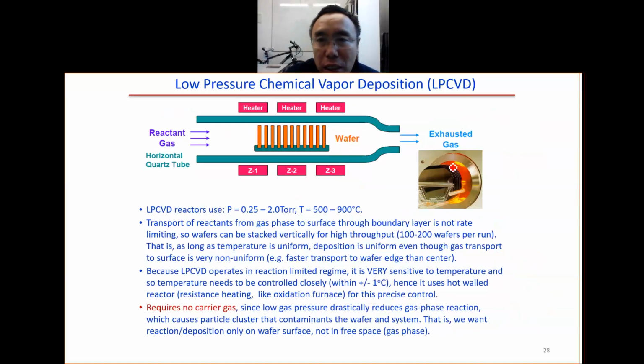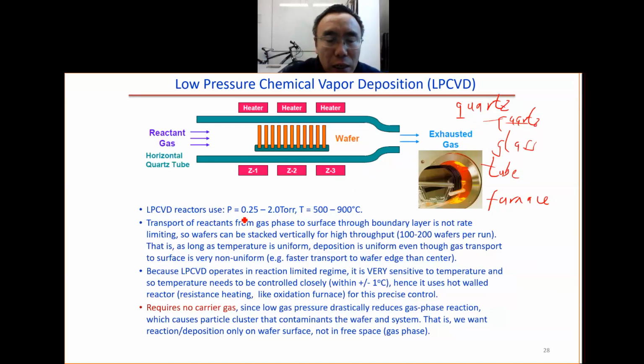Usually this is a tube, a glass tube, and inside here it is quartz glass. Normally the pressure is 0.25 to 2 torr and the temperature is over 500 degrees. Because we have a chemical reaction limited rate, we can put the wafers stacked vertically, so we can have 100 to a few hundred wafers per run.